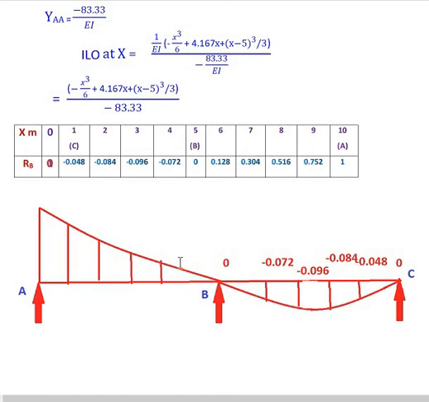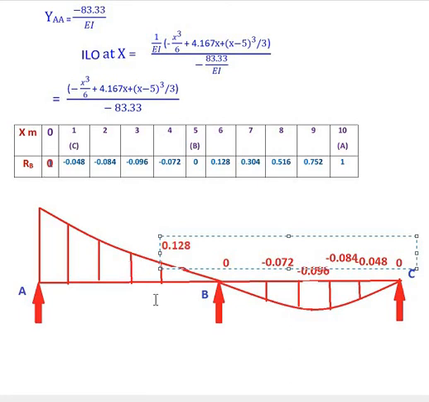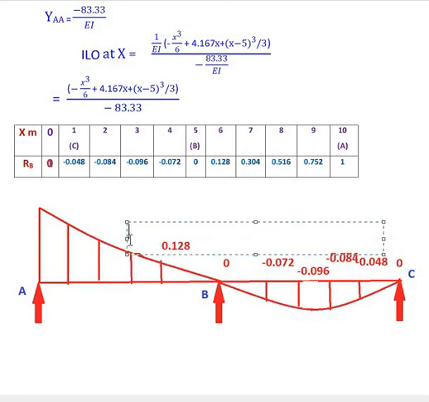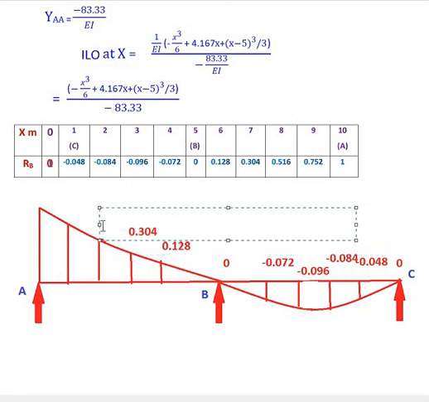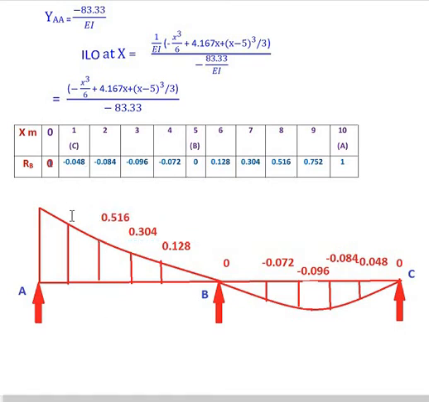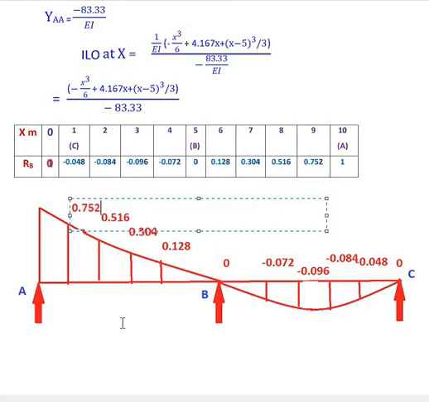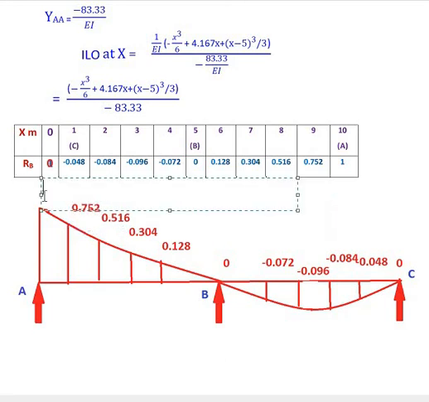So next at the 6 meter distance the value is 0.128. At 7 meter distance the value is 0.304. At 8 meter distance the value is 0.516. And at 9 meter distance the value is 0.752. And at 10 meter distance the value is 1.